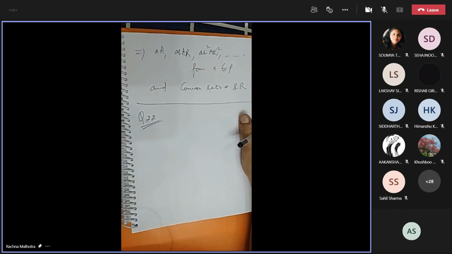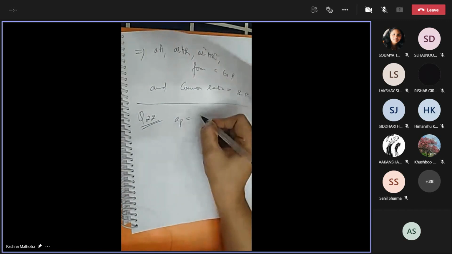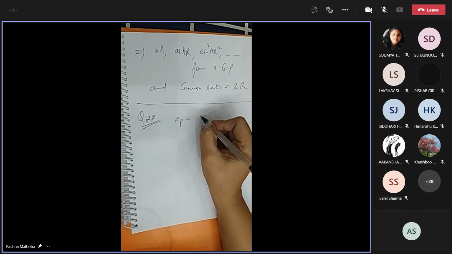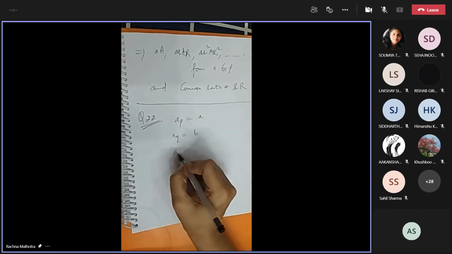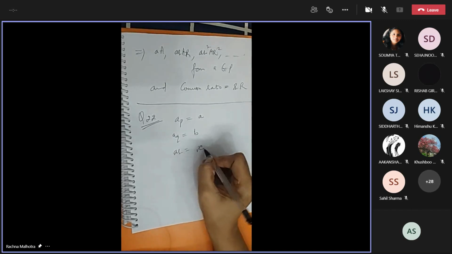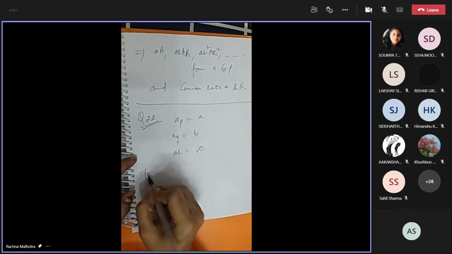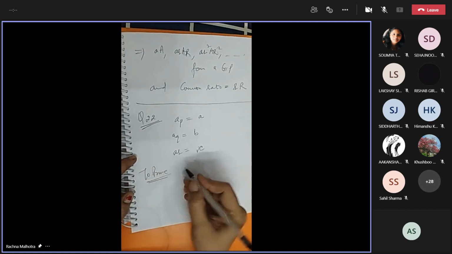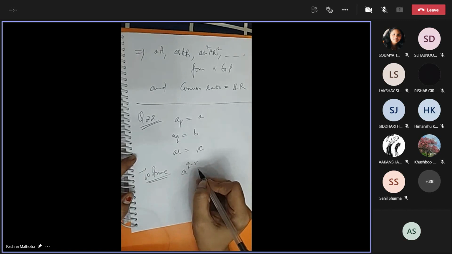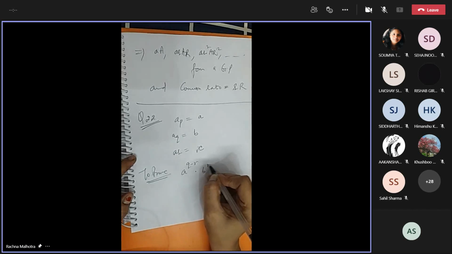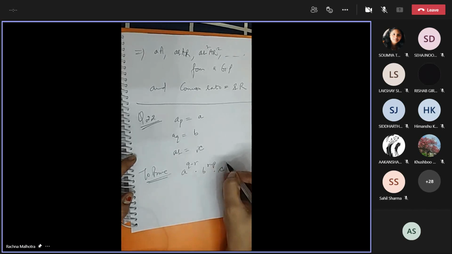The pth term of a GP is available, qth, rth. You can see the pth term is A. The qth term is B. The rth term of the GP is small c. What we have to prove here? To prove A to the power q minus r, multiplying with B to the power r minus p, multiplying with C to the power p minus q equals 1.